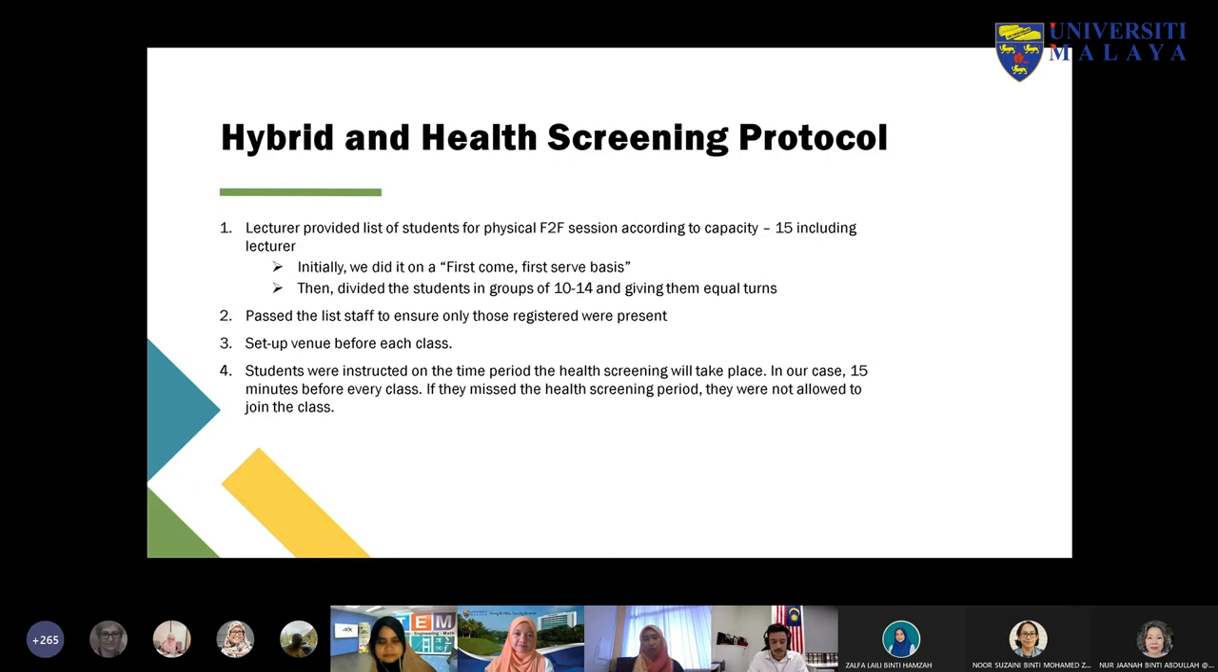So they have their names in the list. If they decide to join online, they can join online. But at least we gave them equal opportunity to attend the class physically. Because sometimes with students, if you tell them, okay, this is your turn, they will come, rather than if you say first come, first served, they will not be writing their names in. So those are the reasons. This is what people have been questioning about equality, so this is what we did.